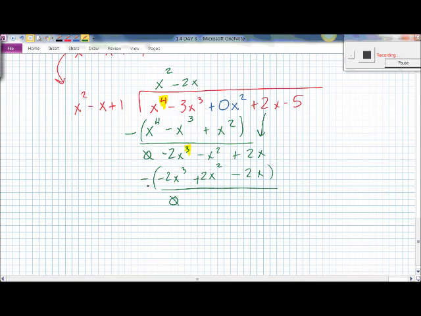Negative x squared minus 2x is negative 3x squared. Yeah? And then 2x minus negative 2x is a positive 4x. And then we bring down the negative 5. Do we keep going? Yes. Why? Because this is still a power of 2, and so is this. So I can go negative how many times? Negative 3 times, right? Yeah.